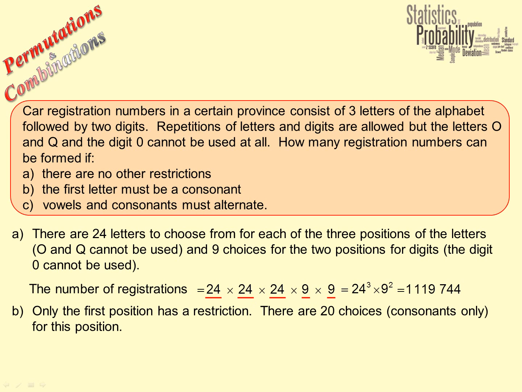Part B, the first letter must be a consonant. So we place the first letter. 20 choices, because consonants, there are 21 consonants and we cannot use the Q. So number of registrations, 20 for consonants, 24 for all the letters, because it's only the first place that has to be a consonant, 24 and then 9, 9.